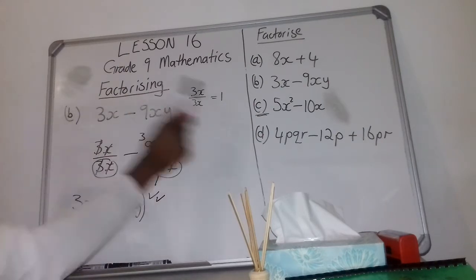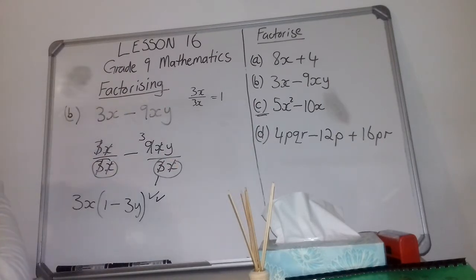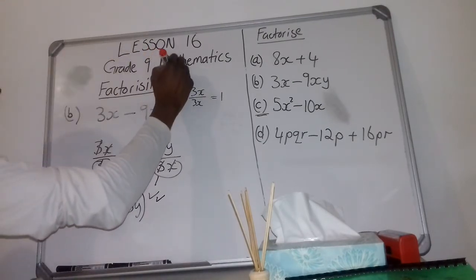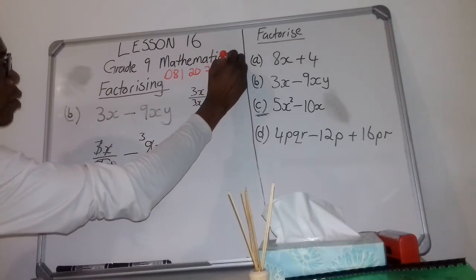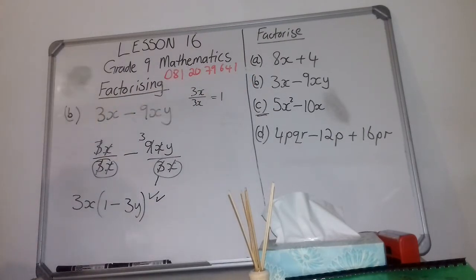I want you to do part C, so your homework, and please come to me via WhatsApp. I'm going to give you my cell phone number so I can confirm if your answers are right or you need to do some corrections. So that's my cell phone number.